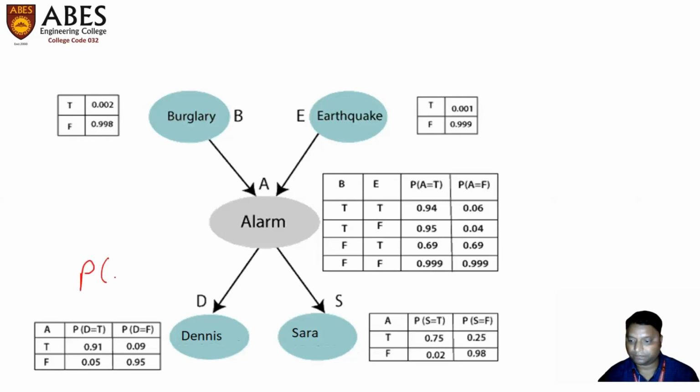Probability of D, S, A, B, and E. So we can write the events of the problem statement in the form of probability like this. We can rewrite the equation in different forms depending on the condition which we are going to take here.